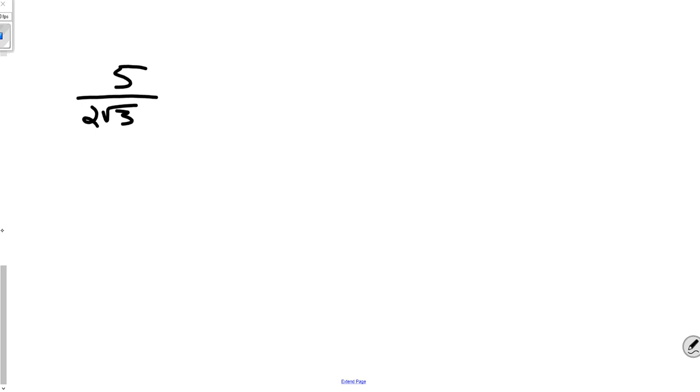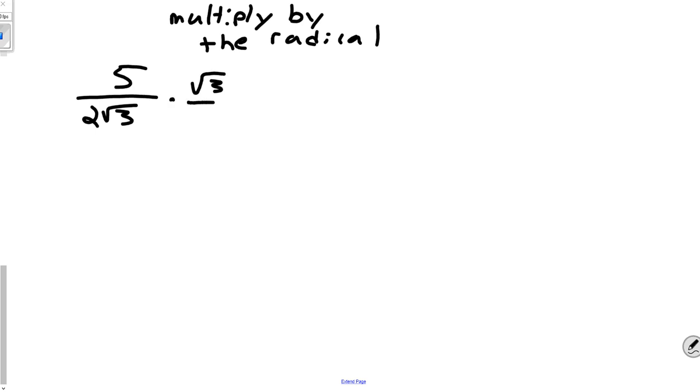We multiply both the top and bottom by radical 3. Just the radical. So multiply by the radical. This is called rationalizing. So you multiply top and bottom.